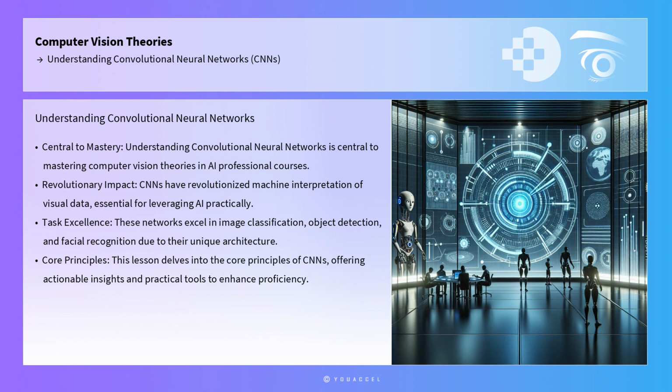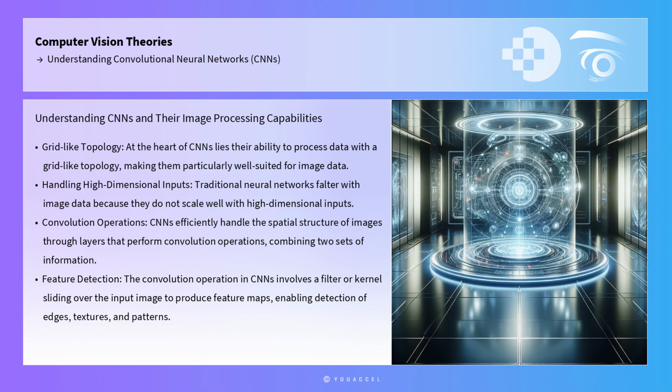This lesson delves into the core principles of CNNs, offering actionable insights and practical tools to enhance proficiency in this field. At the heart of CNNs lies their ability to process data with a grid-like topology, making them particularly well-suited for image data. Traditional neural networks falter with image data because they do not scale well with high-dimensional inputs. In contrast, CNNs efficiently handle the spatial structure of images through layers that perform convolution operations, a mathematical operation that combines two sets of information.